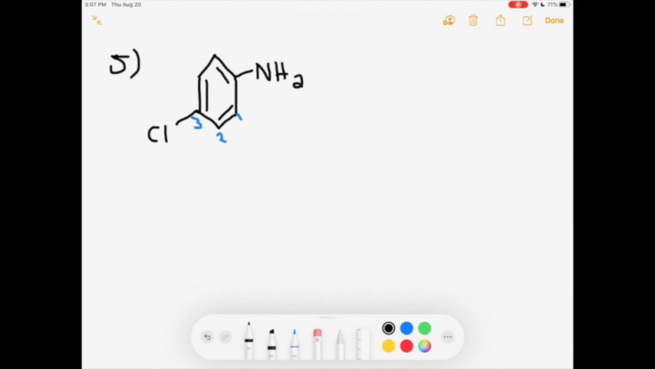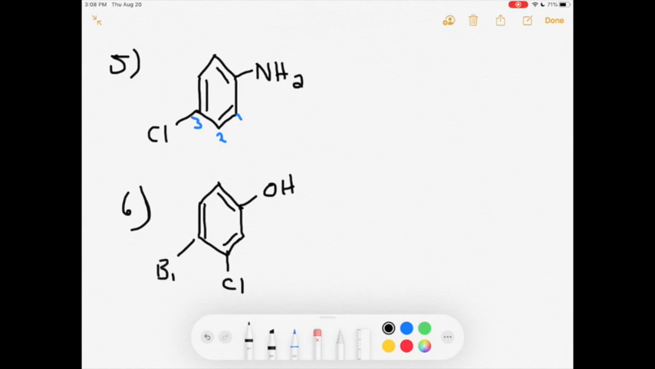Okay, then number 6. We have 4-bromo-3-chlorophenol. So start by drawing phenol, which is the benzene ring with the alcohol group, or the OH group. Again, the OH is going to determine where everything else is because it's on carbon 1. So it says 4 and 3. So we have 1, 2, 3 is right here. That's going to have our chlorine, and 4 is going to have bromine.